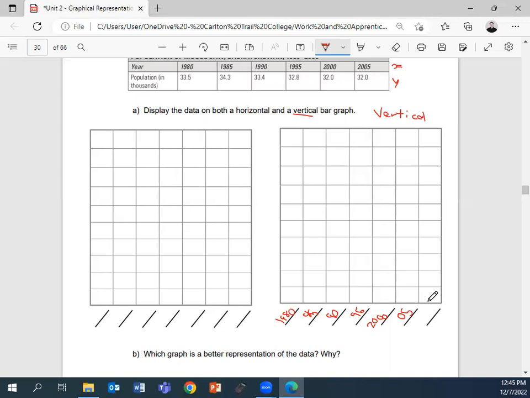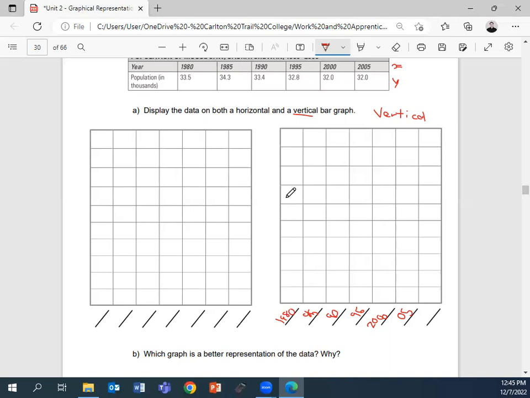Now you're going to notice there's a blank bar here, right? That's fine. You can leave that blank. We're using most of our graph. All we want to do is use most of the space we have. It's never going to be perfect. That's okay.